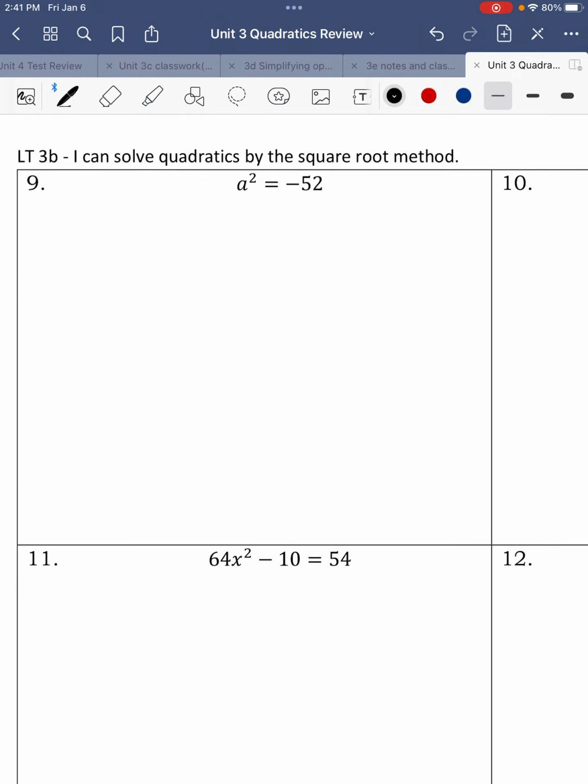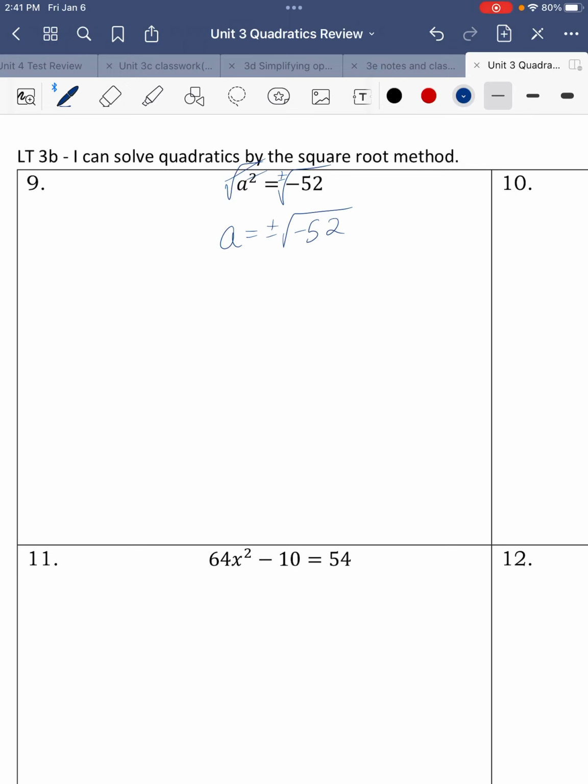Alright, moving on, second page. Solve quadratic by the square root method. So if you see in the problem that there is only one variable, you always can solve by square roots. So here we're going to square root A squared. Anytime you square root, you have a positive and negative. You have A equals a positive and negative square root of negative 52.